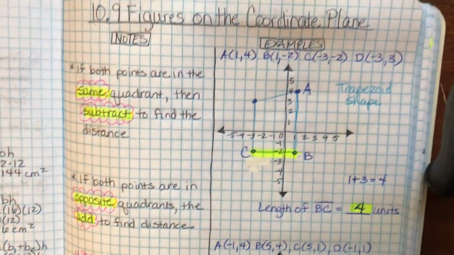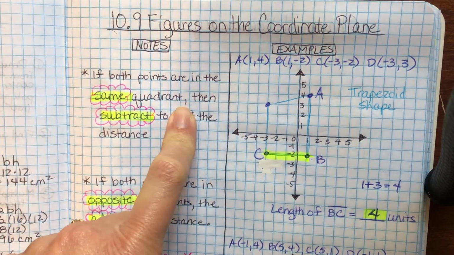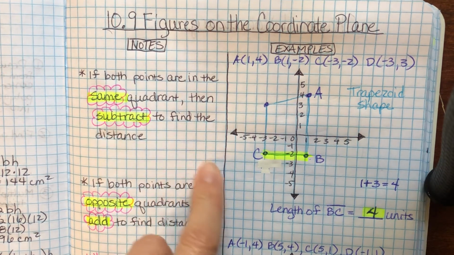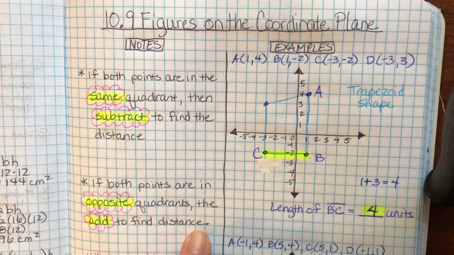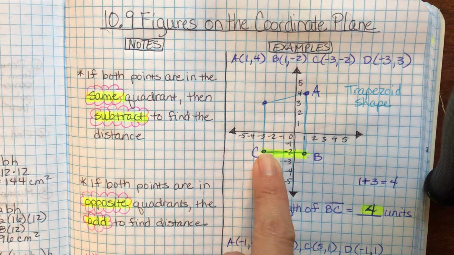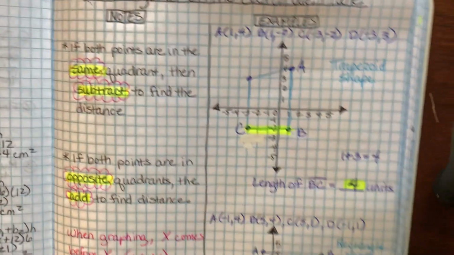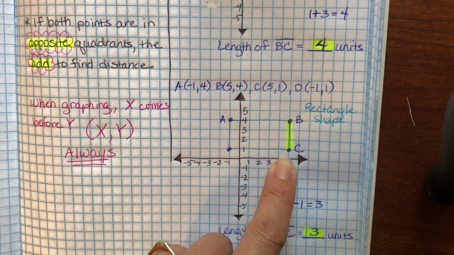All right, let's take a quick look at our notes. And we have, if both points are in the same quadrant, these are the same notes that we had in chapter 3. Then subtract to find the distance. If both points are in opposite quadrants, add to find the distance. So here they're in different quadrants, therefore you're going to add. In this example, they're in the same quadrant, therefore we're going to subtract.